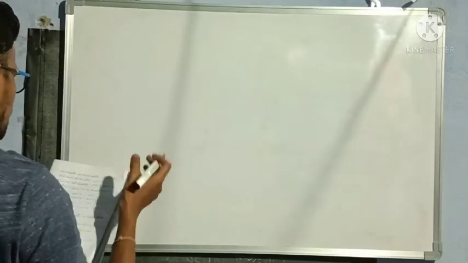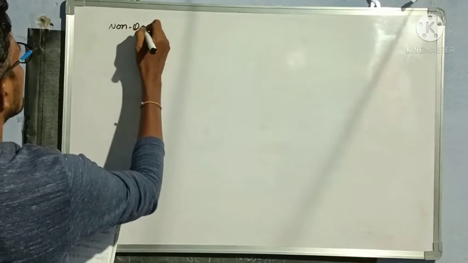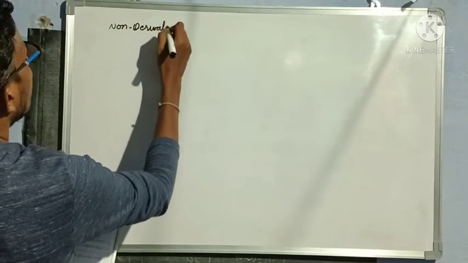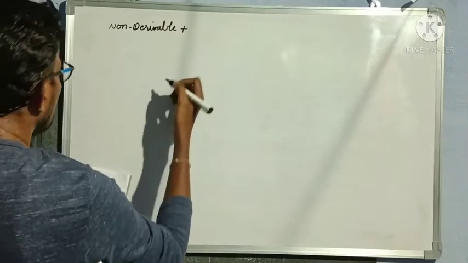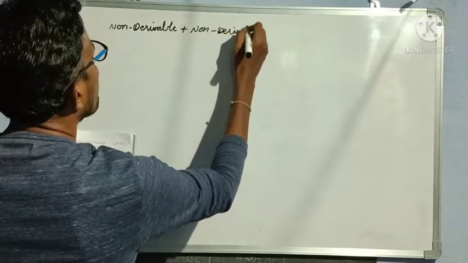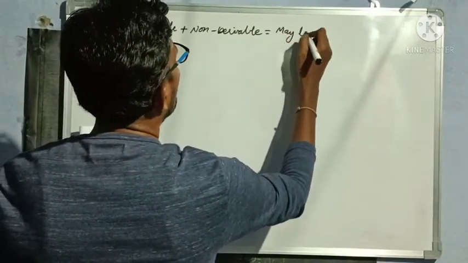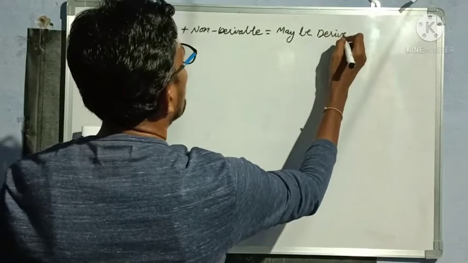So now let us see one more condition, non-derivable plus non-derivable. First let us complete this, afterwards we'll go for our problem given in previous years. So non-derivable plus non-derivable is equal to maybe derivable. Let us see whether this is satisfied or not.